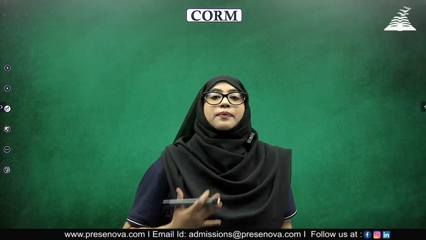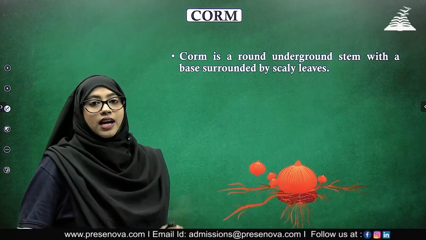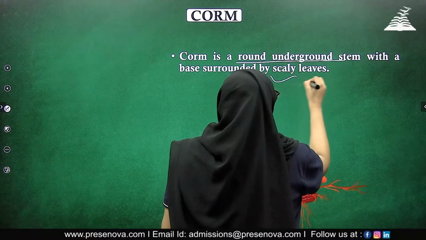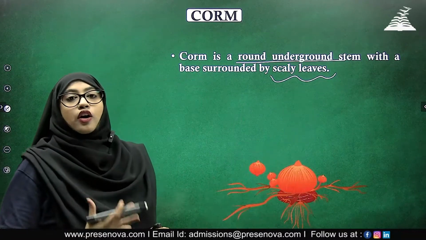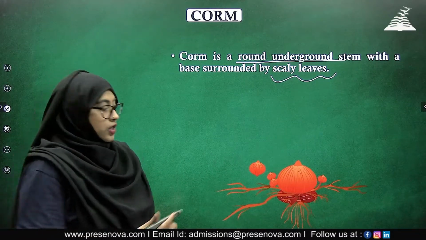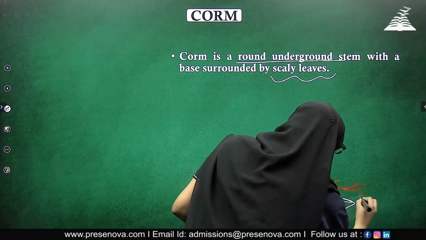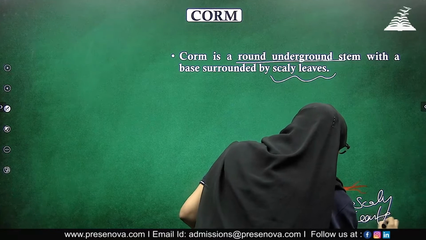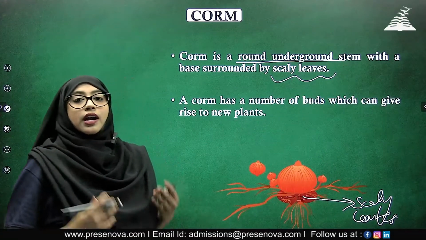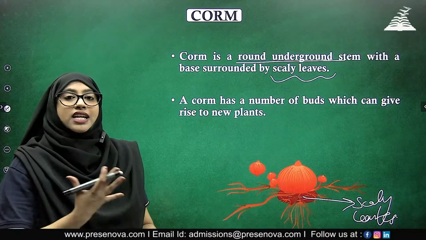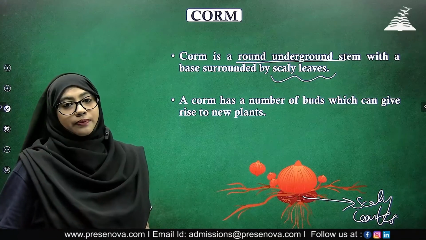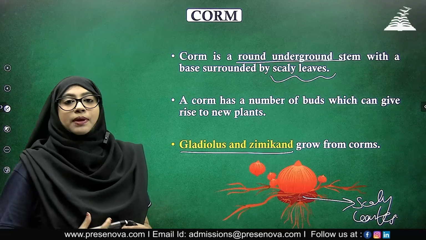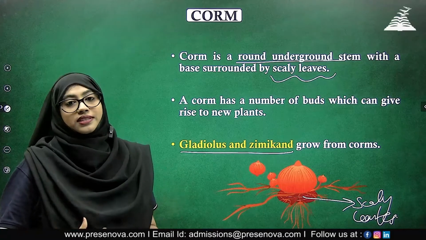Corm is another type of underground stem. Here this is a round underground stem which bears scaly leaves at the base of its corm. So here you can see these are the scaly leaves which bear a number of buds which later give rise to a new plant. So gladiolus and zimikand are some of the examples for the corm underground stem.